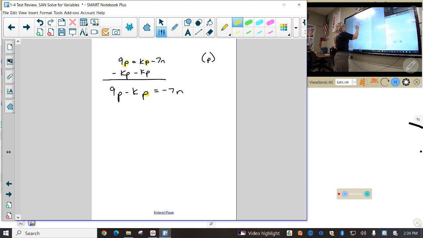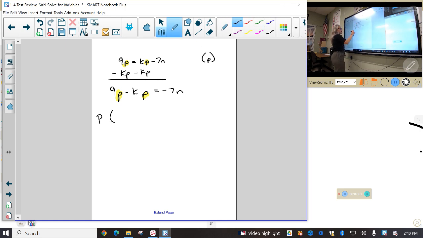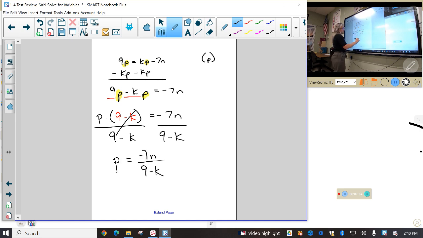So now they're on the same side, so use the distributive property backwards. I'm going to put p in the front, and then everything else that I left, so 9 minus k, gets stuck inside the pond. I fished out the p and left 9 minus k inside. If I were to distribute this, that's what I get. So I'm just doing the distributive property backwards. And then divide by 9 minus k, since it's attached by multiplication. So I have p equals negative 7n over 9 minus k.